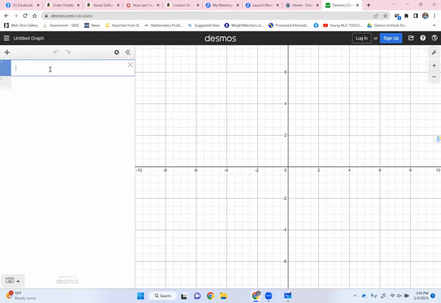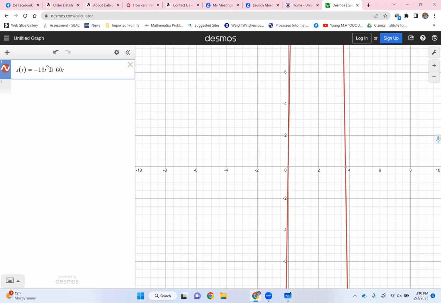All right, so if I write S of t equals negative 16t squared plus 60t plus 40.